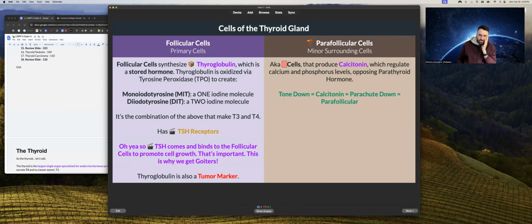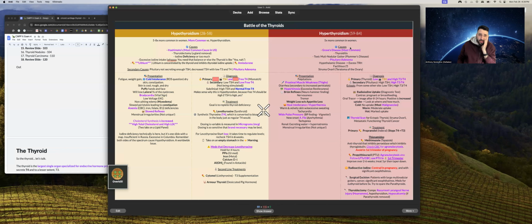Oh, just C cells? Parafollicular cells are called C cells. These are the ones that make calcitonin. They tone down calcium by putting it back into the bone, right? And then phosphorus. All right, so primary hypothyroidism, again, the problem is with the thyroid. So your T3, T4, or I think they just say T4 in this case, is low, which means the anterior pituitary is fine, and TSH is going to be high.